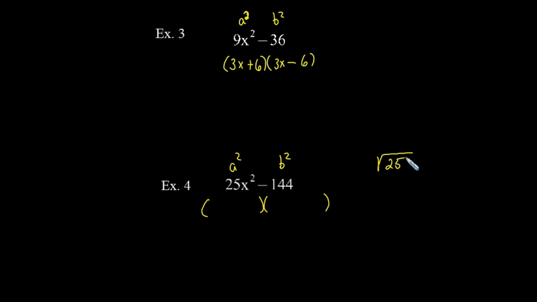So mentally, what am I thinking? I'm thinking that 25x squared, what is the square root of that? So I'm going to simplify this radical in my head mentally or over to the side, and that's going to be 5x. And then I'm also going to simplify what is the square root of 144. That is going to be 12. So you can see the first terms, a, will be 5x and 5x, and the second terms, b, will be 12 and 12, and then one will be positive and one will be negative.